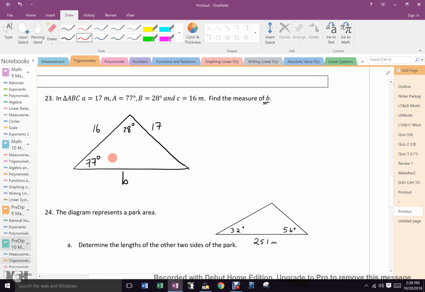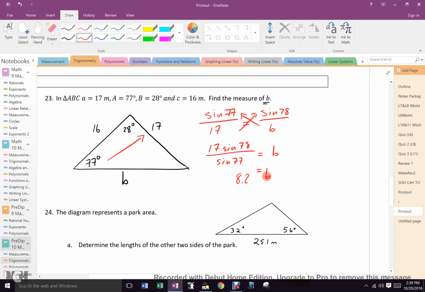Do I have a pair? Yes, right there. Sine of 77 over 17 equals the sine of 28 over little b. Cross multiply, 17 sine 28 divided by sine 77 will get me little b. I don't remember exactly what it is, but I seem to remember something in class about it being 8.2-ish.